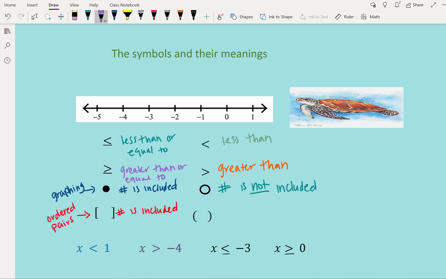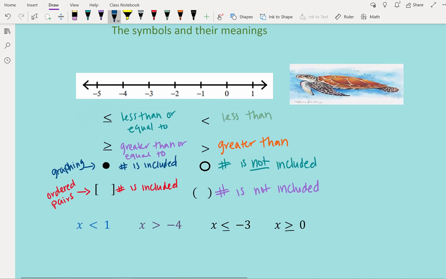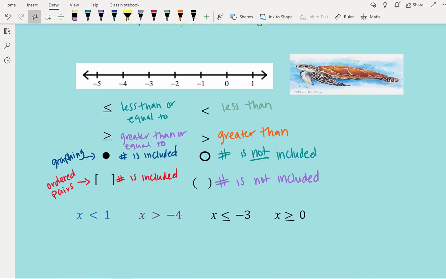All right, and then our last one is just the regular parentheses, and this also means that the number is not included. So let's take a look at these inequalities that we have down below here and what they actually mean, and then graph them. And I would highly suggest that we color code when we graph these, or at the very least make different graphs for each one, so when you look back later it doesn't get confusing.